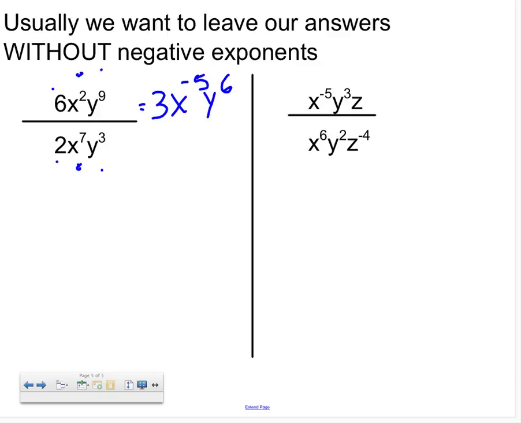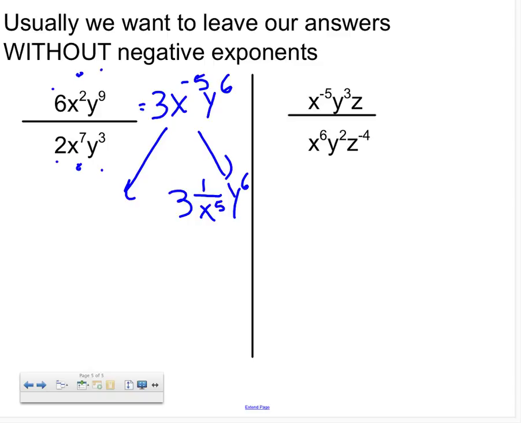Now, normally that'd be all well and good, but I have an x to the negative 5th, and I really don't want to have a negative exponent in there. So what I could do is one of two things. There's two ways you could write your answer here. The first way is to simply say it's 3 times 1 over x to the 5th, because remember the negative exponents are flipped, times y to the 6th. That's one way you could write it. It's kind of a messy way of writing because you have a fraction nestled in between two whole numbers. So even though it's mathematically accurate, it doesn't really look all that nice.